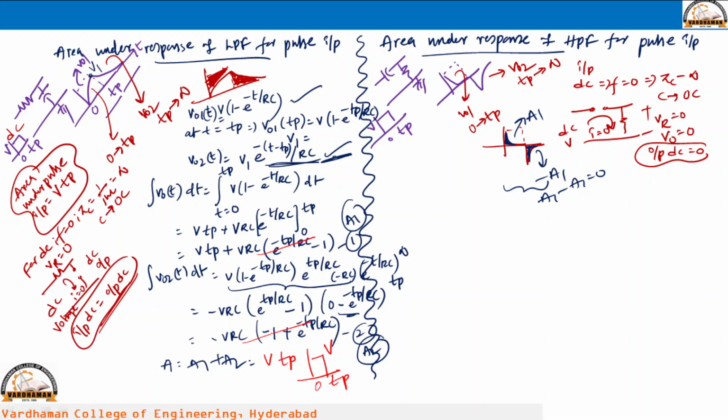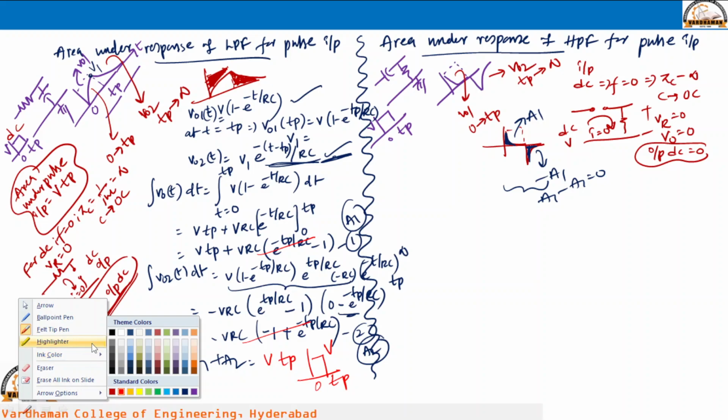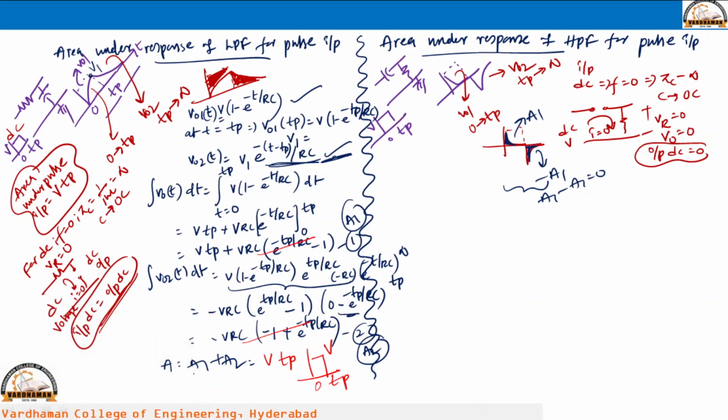Now coming to the area under the response of the high pass filter, some explanation was already given here. Now we have to prove that the area under this particular curve is 0. That means the area under curve 1 must be exactly equal and opposite to the area under curve 2. So, I am writing the equations first.